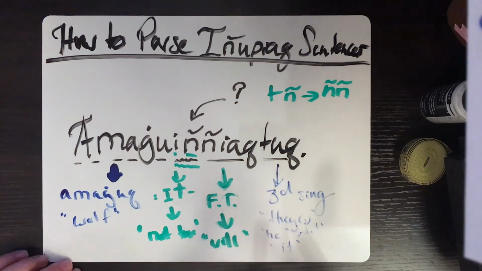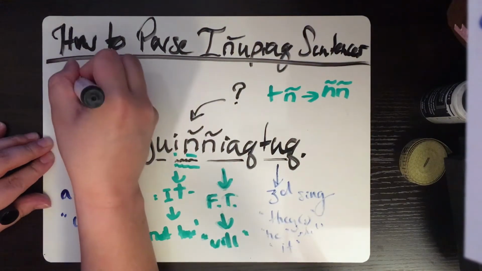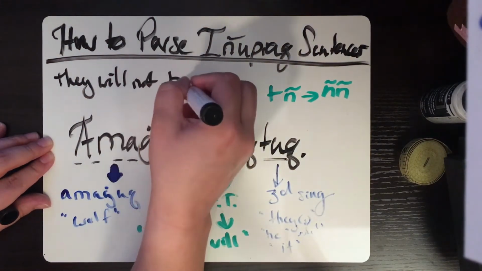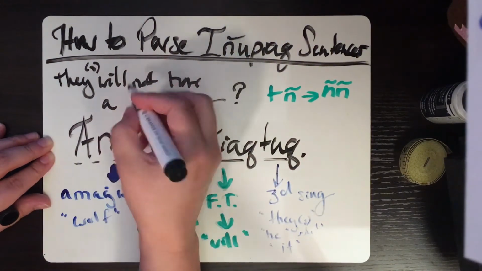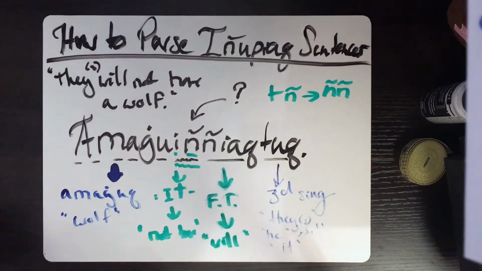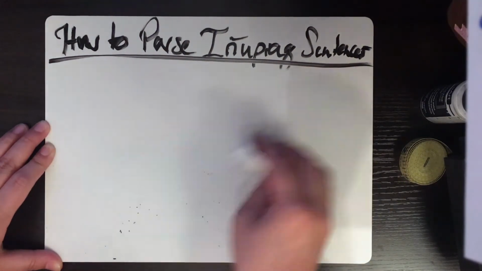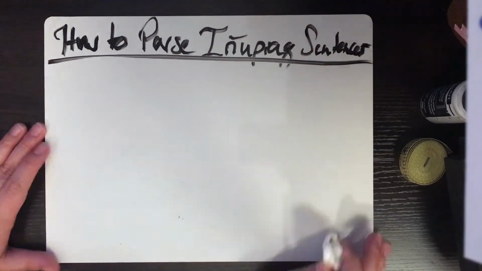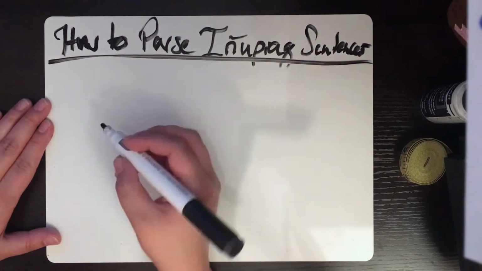So I have my verb ending, 2 post-bases, and a stem. I'm going to use the singular they for the pronoun. They, singular, will not have a wolf. So that's the first sentence. Now I'm going to go into 3 more examples. The second sentence.